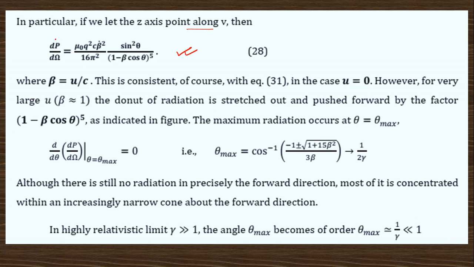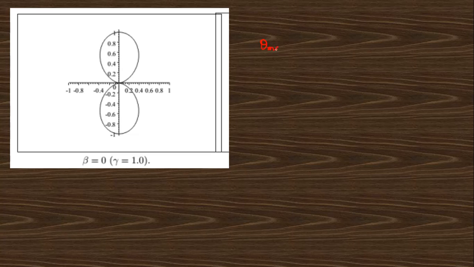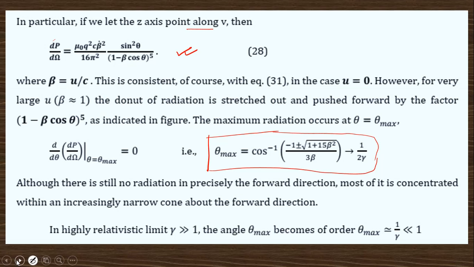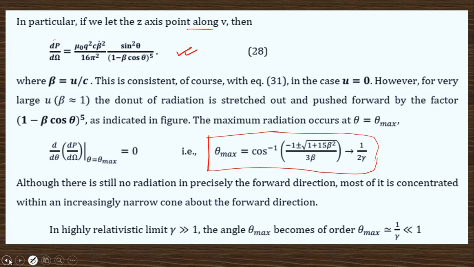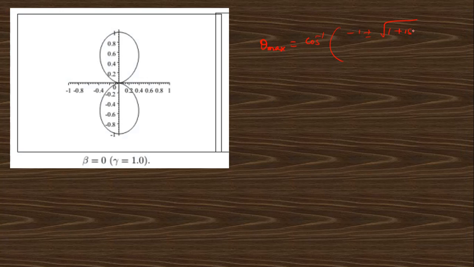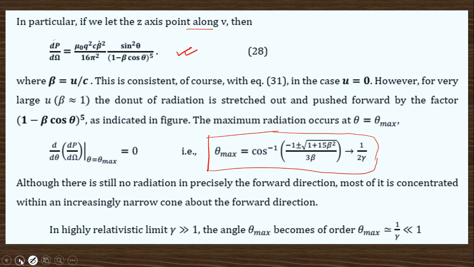For maximum theta, the derivative must be 0. So d by d theta of this power distribution at theta max must be 0, and if you differentiate with respect to theta and set it equal to 0, you get this type of expression for theta max, the angle for which the power distribution is maximum. So theta max is cos inverse of, within brackets, minus 1 plus minus root over 1 plus 15 beta squared, divided by 3 beta, right?